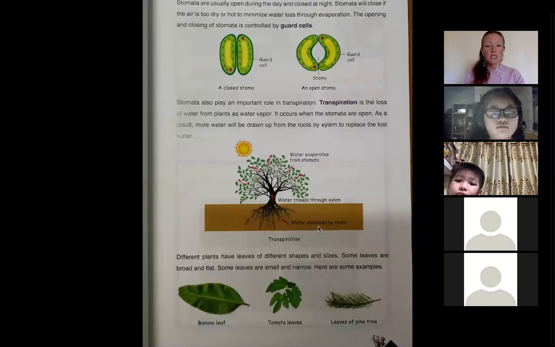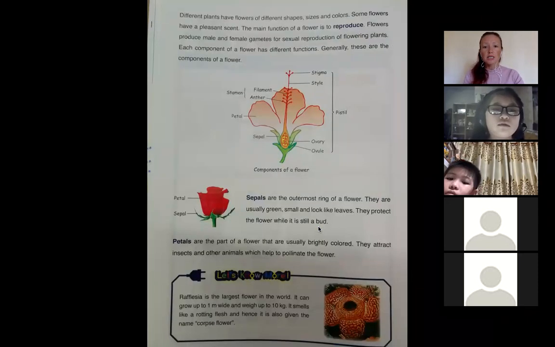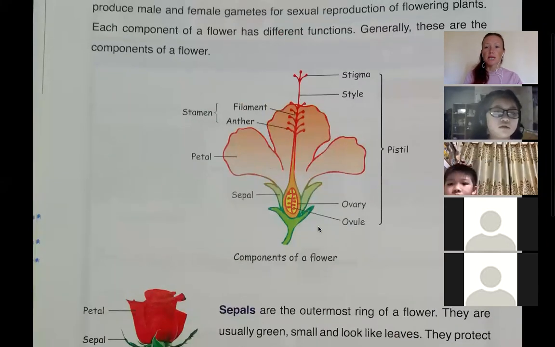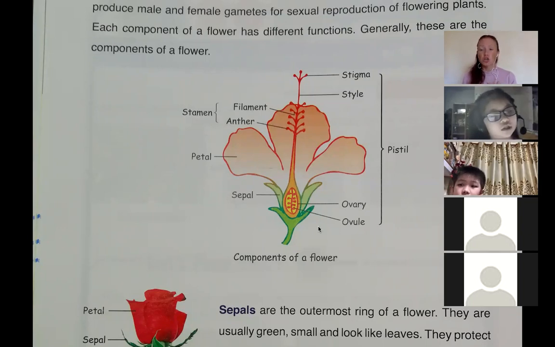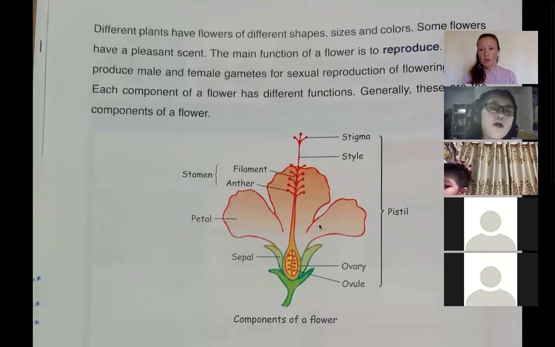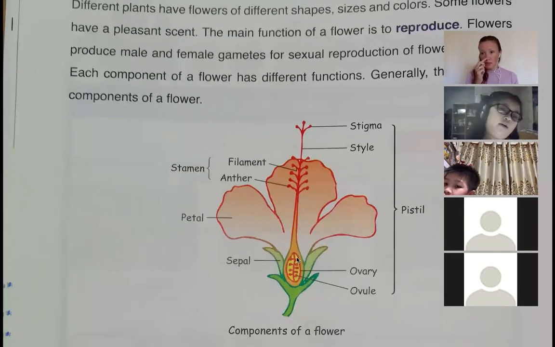Okay, good. And finally, let's repeat the components of a flower. First of all, what is the function of a flower? Reproduce. Yes, that's right. The main function of a flower is to reproduce. And the flower is a very complicated system, right? It has many different parts, many different components.